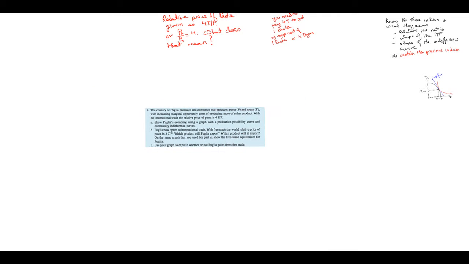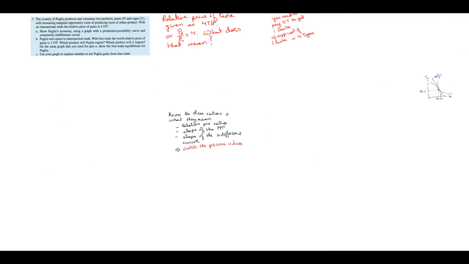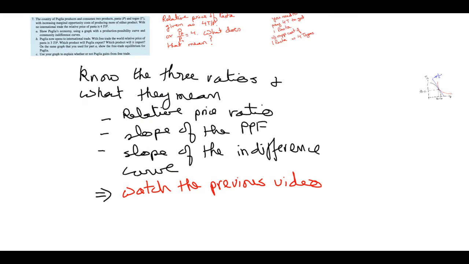Before we get into the specific question, I need to point out here that it is imperative that we understand the three ratios that we have discussed in the previous video and also in the class. Specifically, the relative price ratio, the slope of the PPF, and the slope of the indifference curve. Just to briefly summarize them here, the price ratio tells us the price of the good on the x-axis in terms of the good on the y-axis. The slope of the PPF tells us the opportunity cost of producing an additional unit of the good on the x-axis in terms of giving up the good on the y-axis.